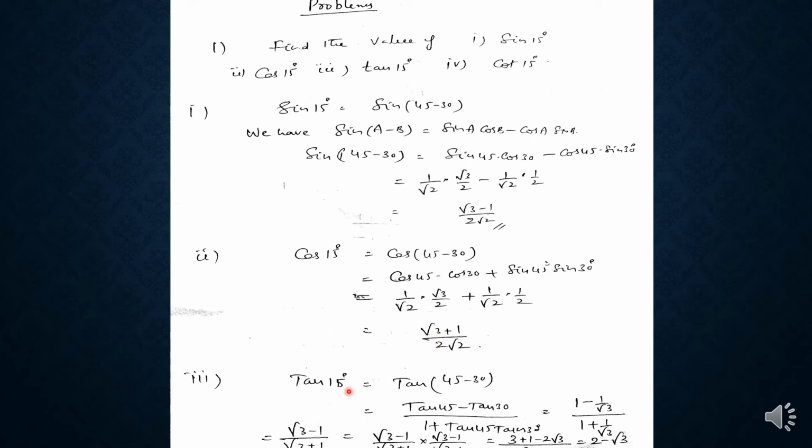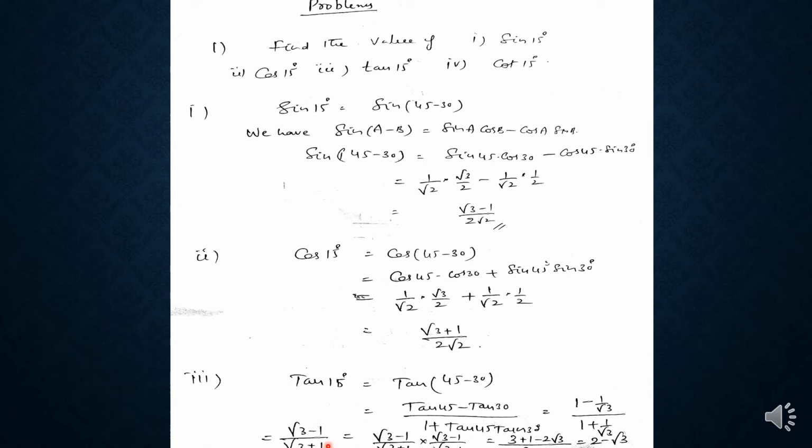And to find the value of tan 15 degrees, we have applied tan of a minus b, that is tan of 45 minus 30, that is tan a minus tan b by 1 plus tan a tan b. So by substituting tan 45 is equal to 1 and tan 30 is equal to 1 by root 3, by taking LCM, here we are getting root 3 minus 1 by root 3 plus 1.